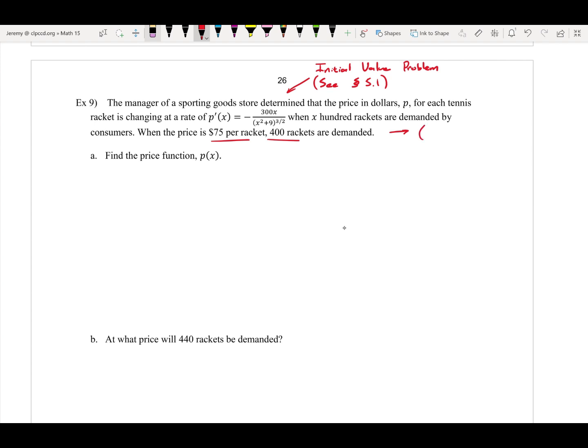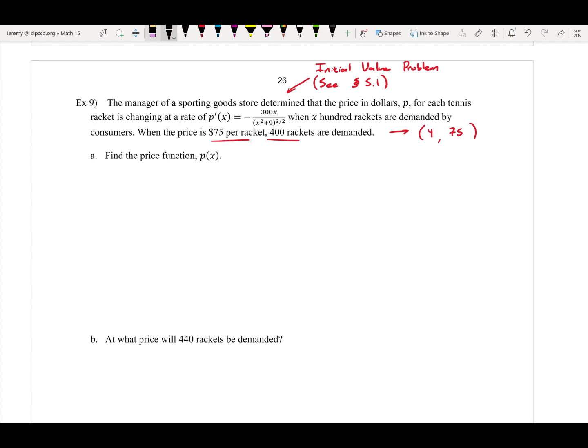And the ordered pair is, now careful here, the x coordinate is measured in hundreds of rackets. So 400 rackets are demanded. What is the x value associated with 400 rackets? 4. So the x coordinate is 4, and then the price, and I think this is just measured in terms of dollars. Yeah, price is in dollars. So then the p coordinate is just going to be 75. Okay, so this is an initial value problem.